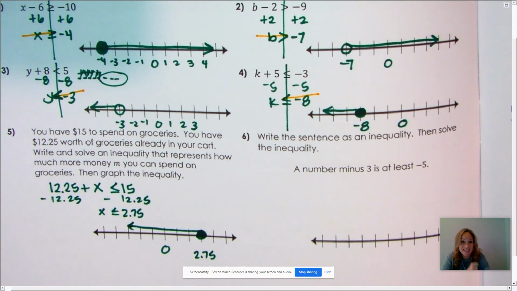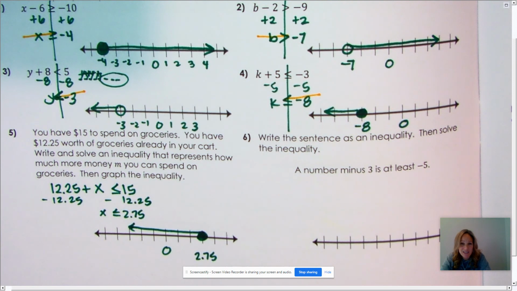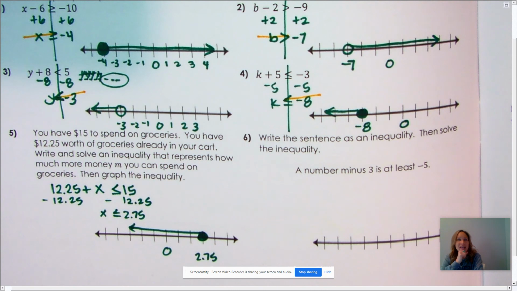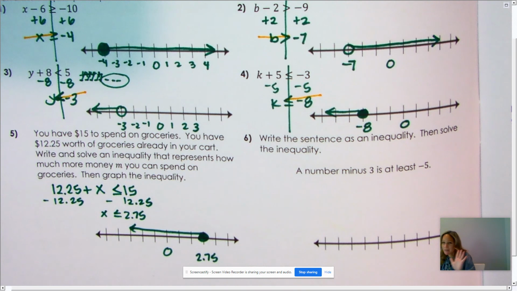Now here's an interesting question. All of our other ones, that would make sense for, but I guess you could technically spend negative money if you started putting things back in your cart. Technically, you would spend anywhere between 0 and $2.75. It wouldn't go on forever in the negative direction. So that's an interesting one to think about. But yeah, for the purposes of today, just know that it goes to the left.